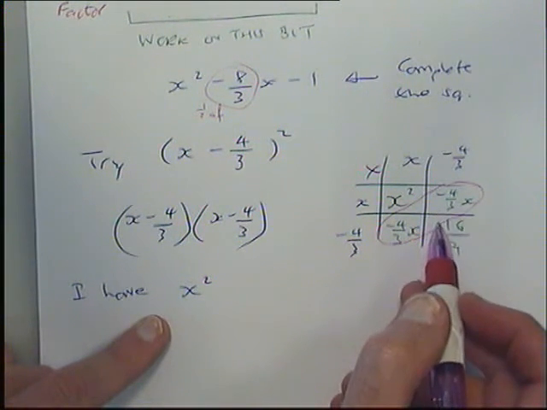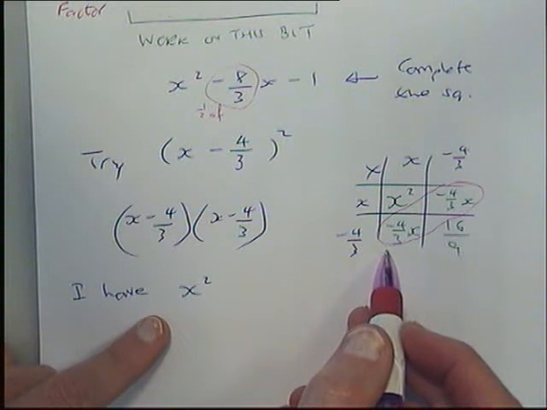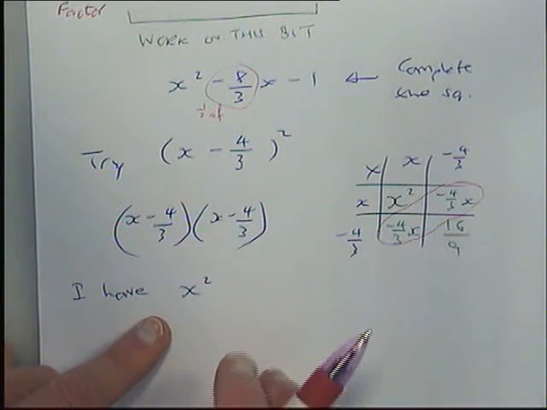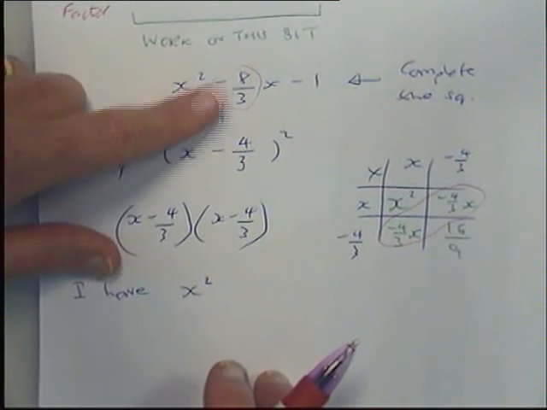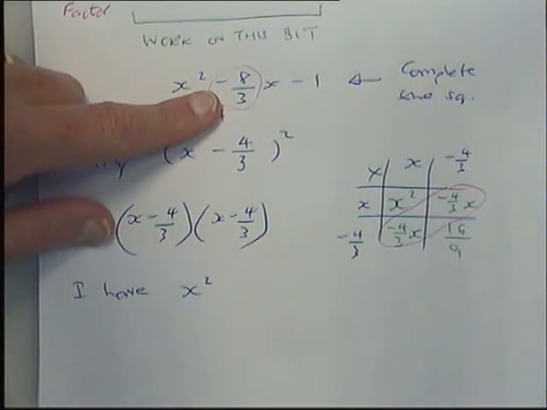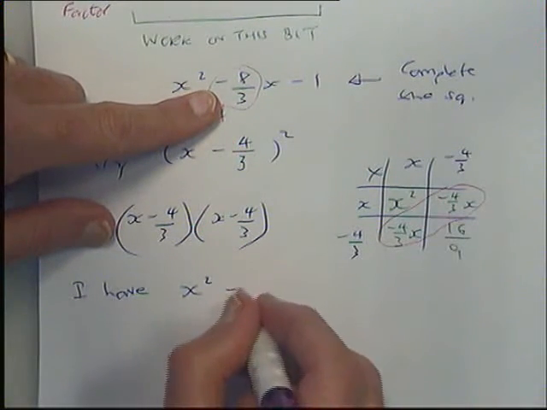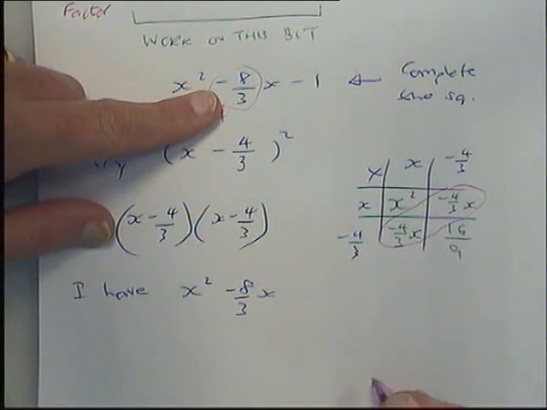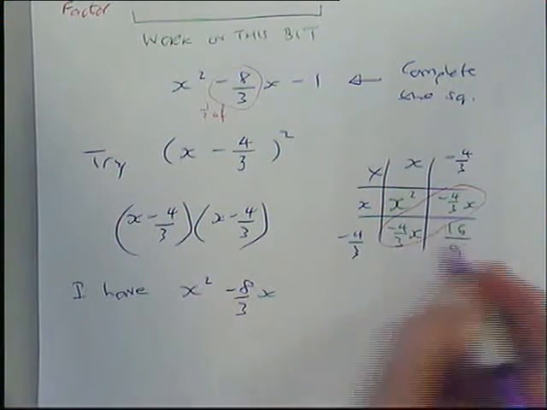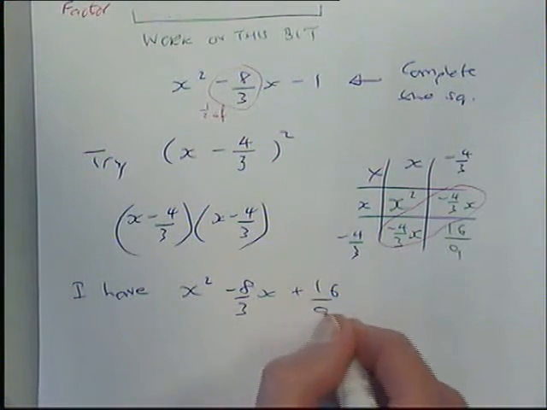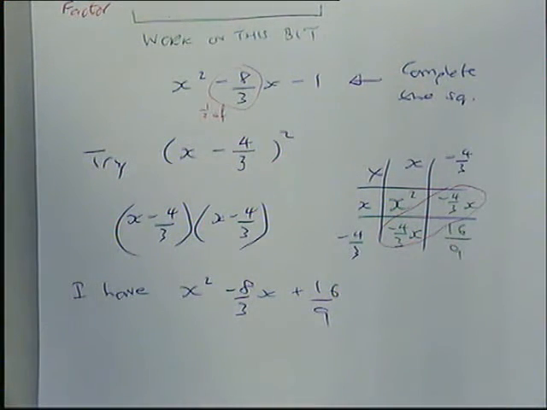Minus 4/3 x minus another 4/3 x, minus 8/3 x. Yeah, I will get this. That's why I've done it. I will always get this thing here. Minus 4/3 minus another 4/3 is minus 8/3 x. And I've also got this positive 16/9 here. So that's what I have from what I tried.